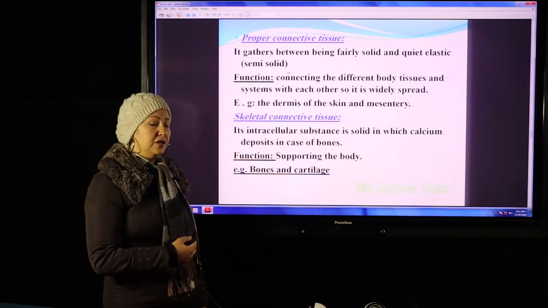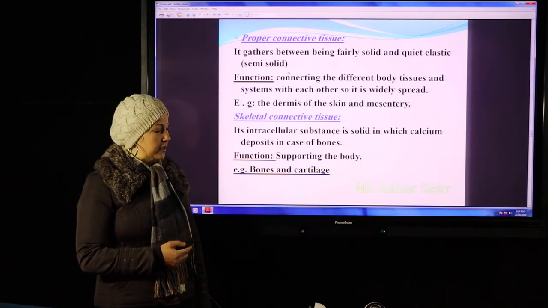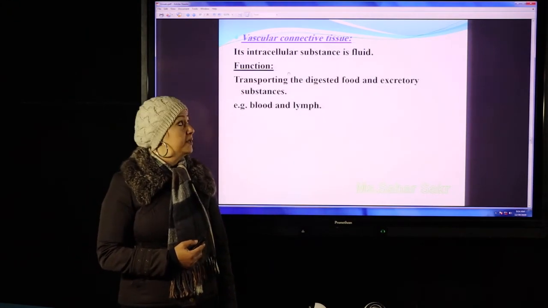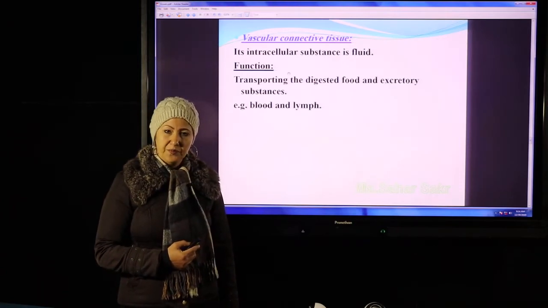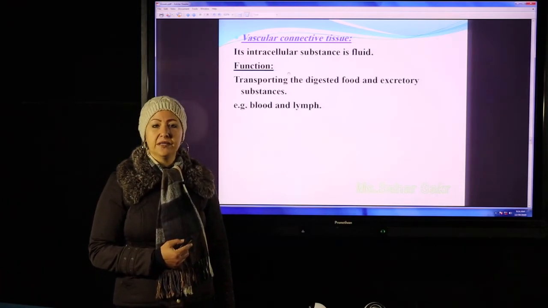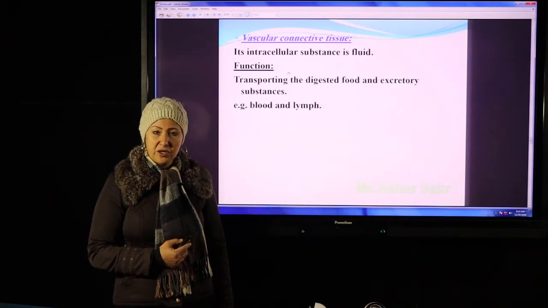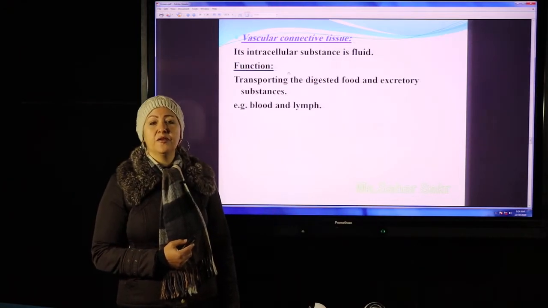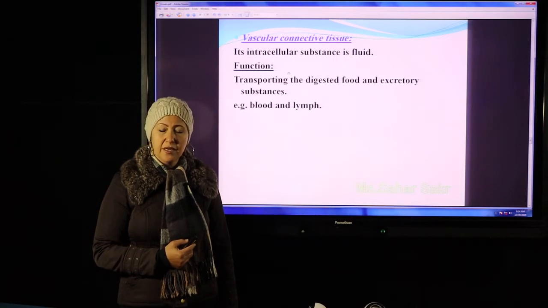Okay? Function: supporting the body. The next type of connective tissue is the vascular connective tissue. In this type, the cells are away from each other, and the intercellular substance is liquid, like our blood and our lymph.